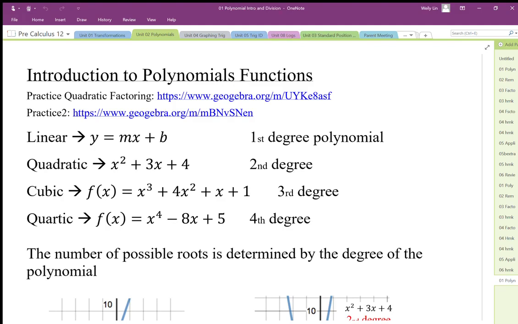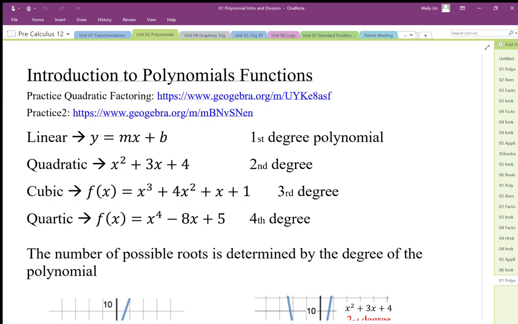It's really important to have a really good sense of quadratic factoring. Okay, so I've put a couple links in here to practice some quadratic factoring, but it's very important that you have a very strong sense of quadratic factoring. Otherwise, we make things much harder for ourselves when we're dealing with polynomials of higher powers.